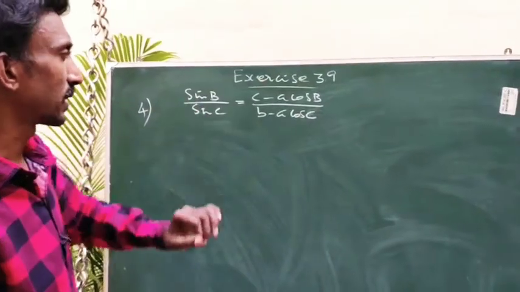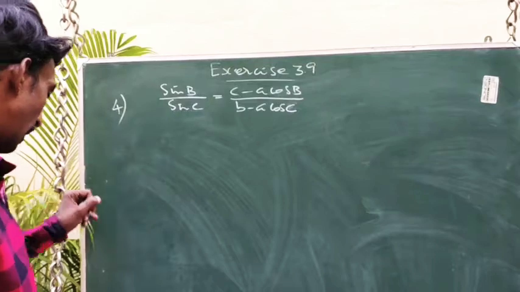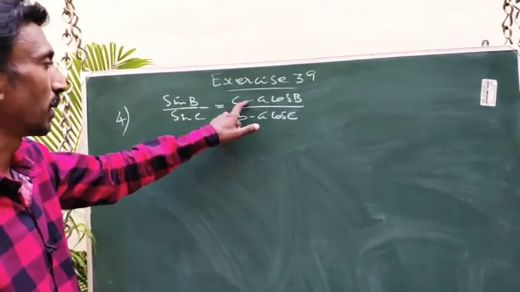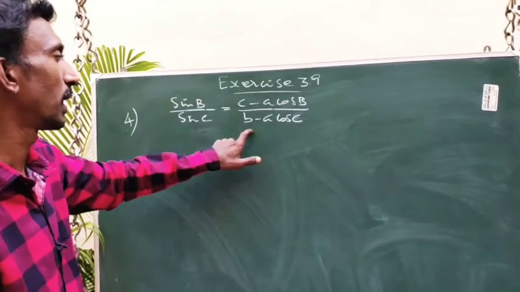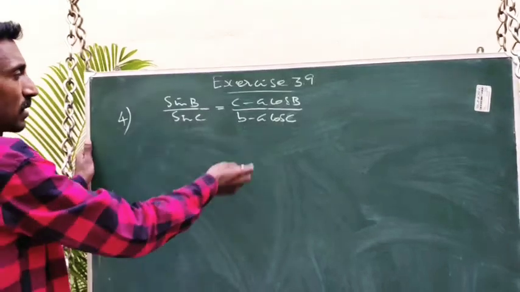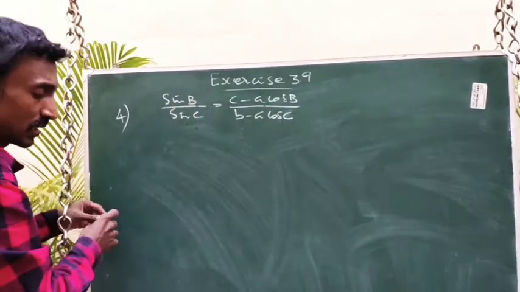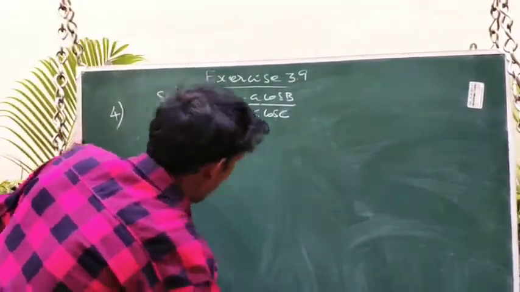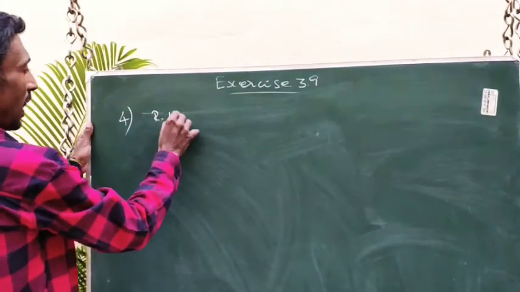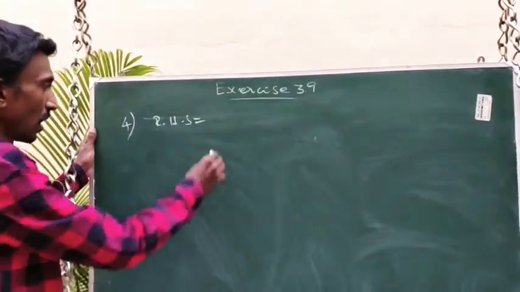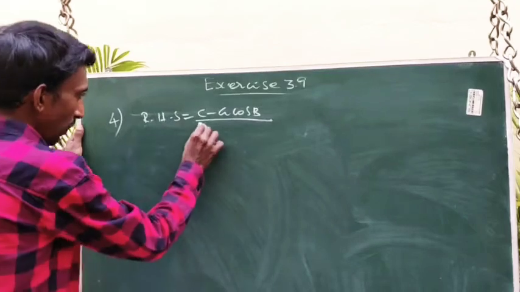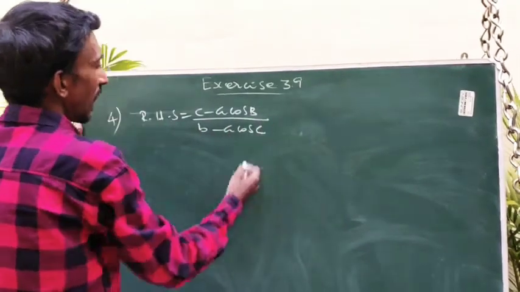Question number 4 in the exercise 3.9. In a triangle ABC, prove that sin B by sin C equal to (c minus a cos B) divided by (b minus a cos C). So either you can take LHS and prove RHS, or take RHS and prove it is LHS. Here better we can take the RHS and prove it is equal to LHS. So (c minus a cos B) by (b minus a cos C), that is the RHS.